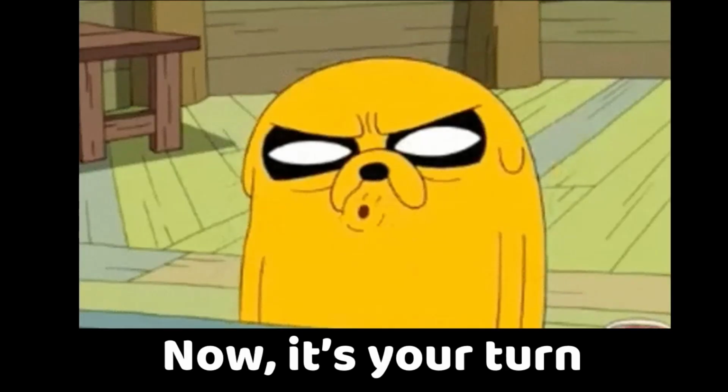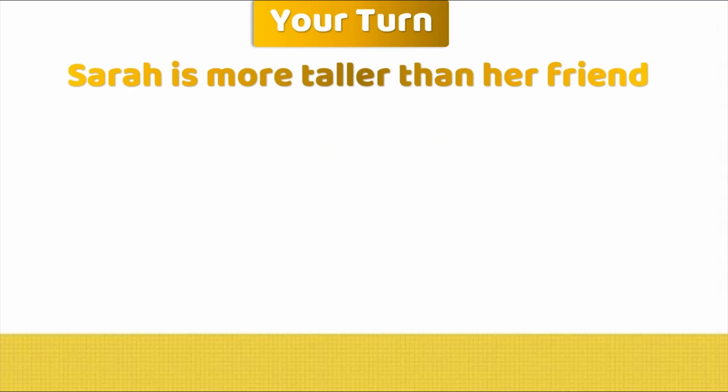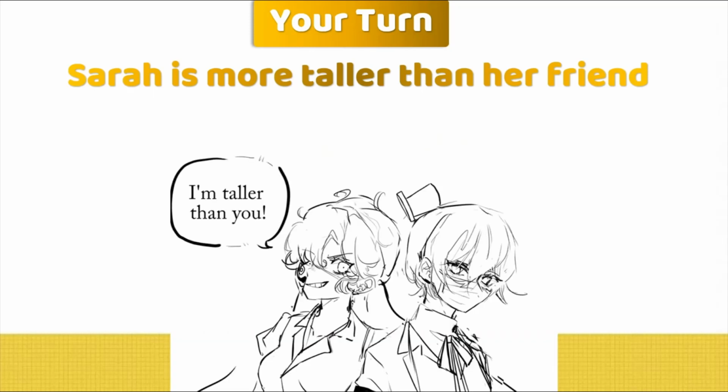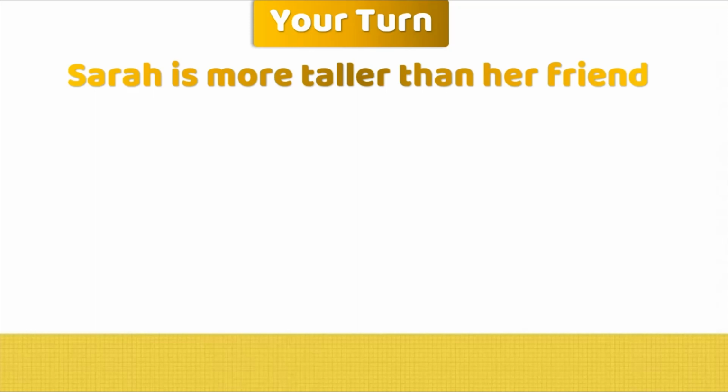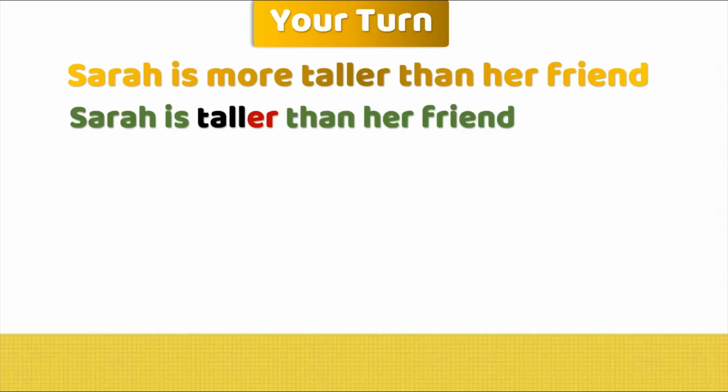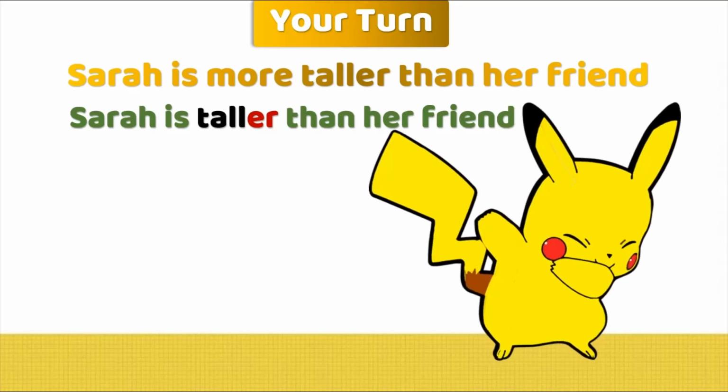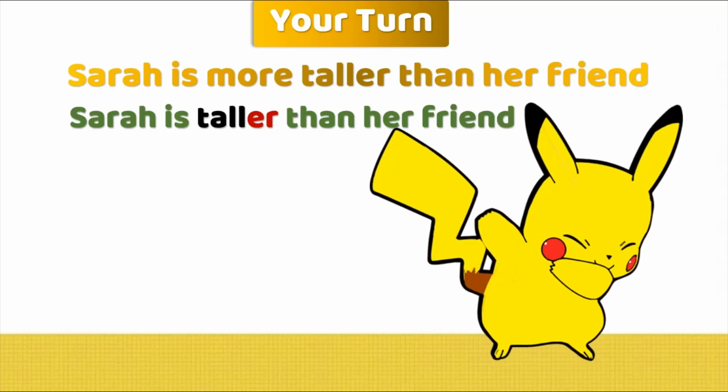Now, it's your turn to do it. Sarah is more taller than her friend. Hey, Sarah, behave. Don't interrupt me. Sarah is more taller than her friend. You have 3 seconds to identify the mistake and correct it. Ready, set, go. Sarah is taller than her friend. And hooray from Pikachu for those who got it right!